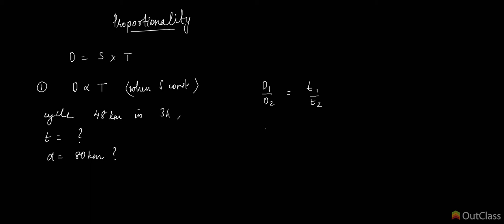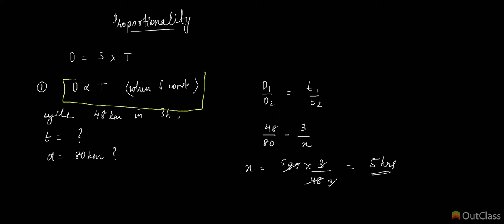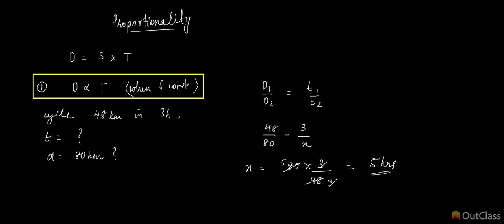We are given 48 and 80 as the distances. In the first case the time is 3, the second case the time is unknown. I'll put a variable. If you solve for that variable, you'll get 80 into 3 by 48. 80 and 48 will cut to give you 5 into 16, 3 into 16, and you can cut the 3 and the 3, you will get 5 hours. Just to give a very simple direct example. That is distance proportional to time when speed is constant.